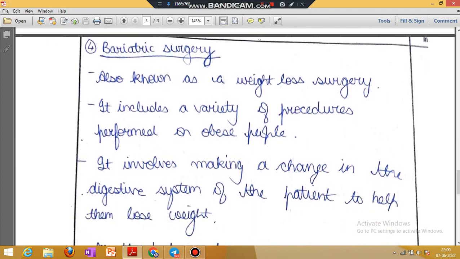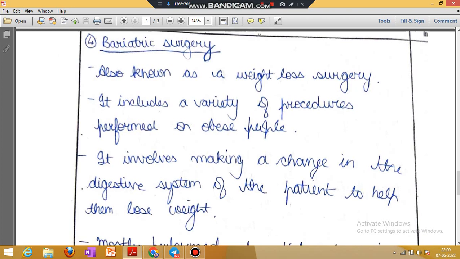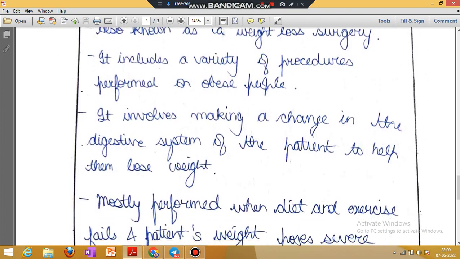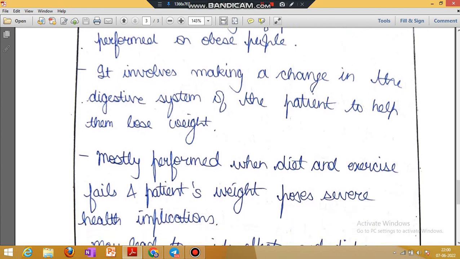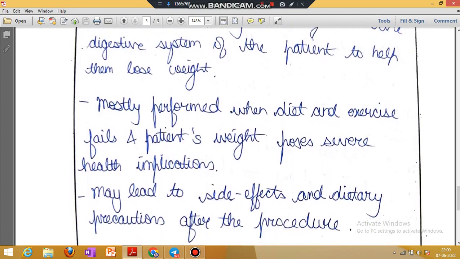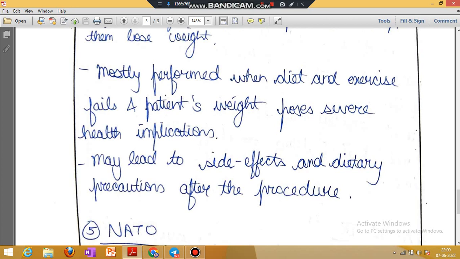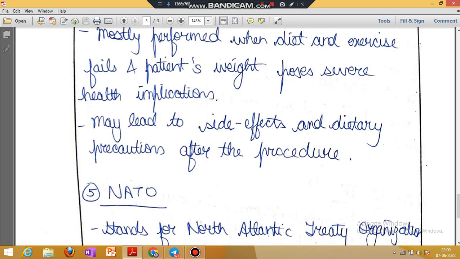Next is bariatric surgery. This was also in news today. So what exactly is it? It is a weight loss surgery, and it includes a variety of procedures which are performed on obese people. Obese means people who are very fat. It involves making a change in the digestive system of the patient to help them lose weight. And when is this surgery performed? This surgery is performed when diet and exercise fail and the patient's weight poses severe health implications. After this surgery, there may be certain side effects, and the patient also might have to follow certain dietary precautions. This is about bariatric surgery.